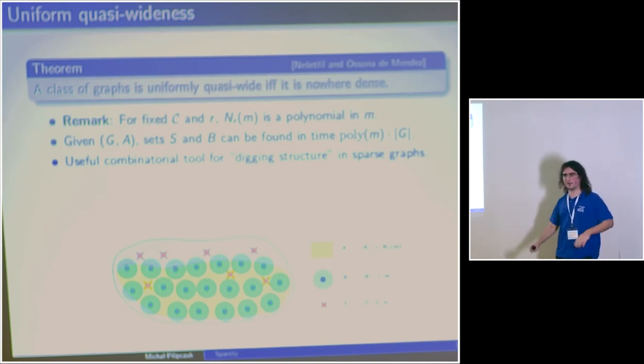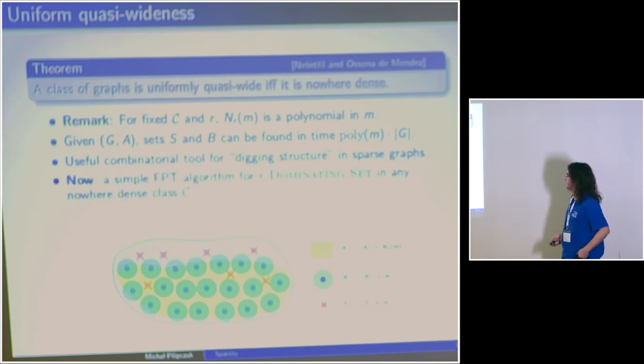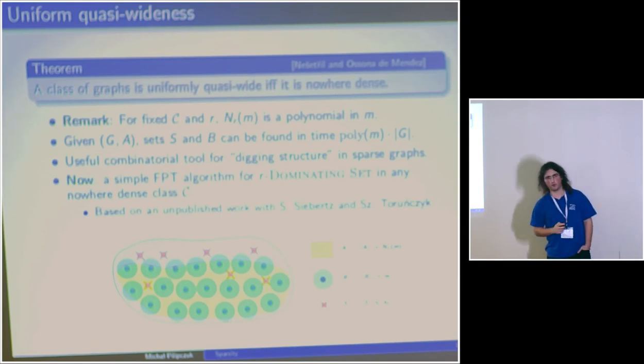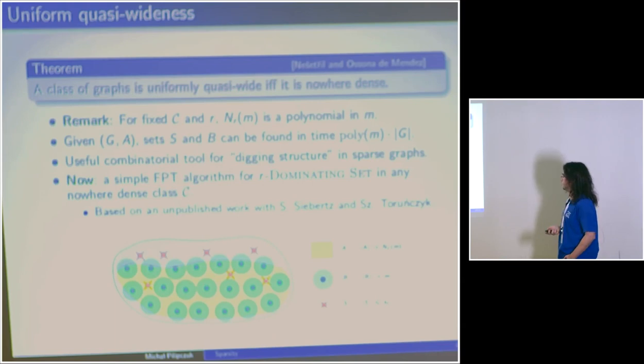You apply this, and suddenly you see many vertices far apart from each other. Yes? And during the rest of the talk, I want to give you a very simple algorithm for the r-dominating set problem, working on any nowhere dense class. And this will be based on some unpublished work with Sebastian Siebert and Szymon Toruńczyk.